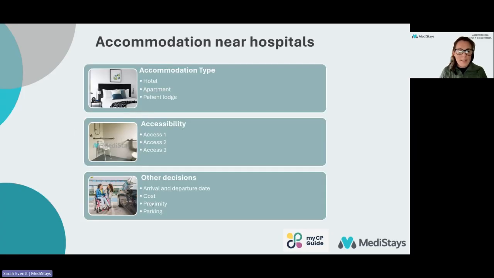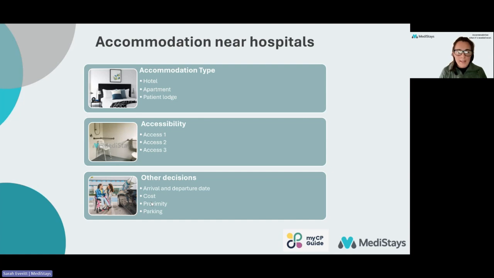So the idea of presenting this is just to have really practical information that will help to support what you already know. Generally, the types of accommodation near major tertiary hospitals and specialist clinics are commercial hotels and apartments, and also in some cases, patient lodges. For CP, there are less patient lodgings available for just attending a hospital visit, but there are many hotels and apartments and many with accessibility.